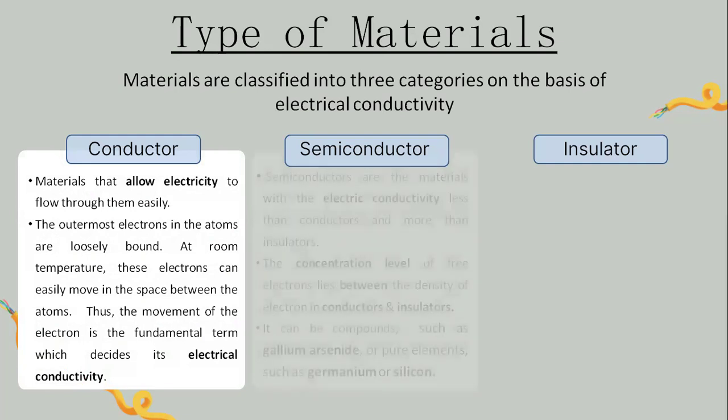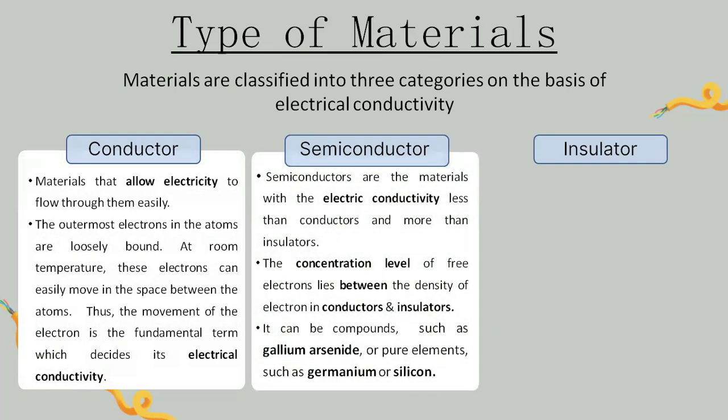Whereas semiconductors are the materials whose electrical conductivity is less than a conductor and more than an insulator. So we can say that a semiconductor can work as a conductor as well as an insulator. The concentration of free electrons in a semiconductor lies between the electron density in a conductor and in an insulator. It can be a compound such as gallium arsenide, or a pure element such as germanium and silicon.